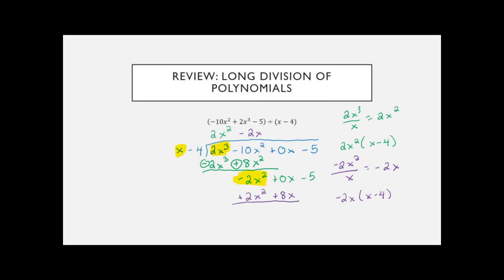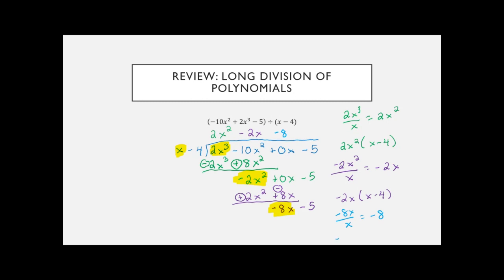So I draw a line, then I change all of my signs. If it's something that's positive, I will add a little negative there to remind me that it's negative when I change the signs. And then negative 2x squared plus 2x squared is 0. Then I have 0 minus 8x, so that's minus 8x. And then I drop down my minus 5. And then we repeat the process again, this time with the minus 8x. So I've got my minus 8x divided by x, and that gives me negative 8. So I have a negative 8 up here.